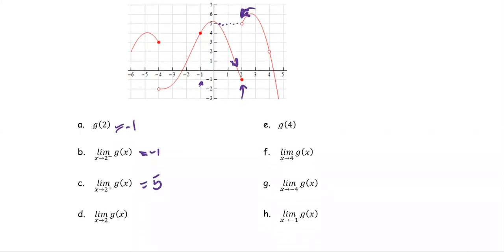Part D is the conclusion of B and C because we are looking for the two-sided limit of the function g as x approaches 2. B and C don't give the same value of the limit. Since the left-hand side limit is negative 1 and the right-hand side limit is 5, we can say the two-sided limit of g as x approaches 2 does not exist.